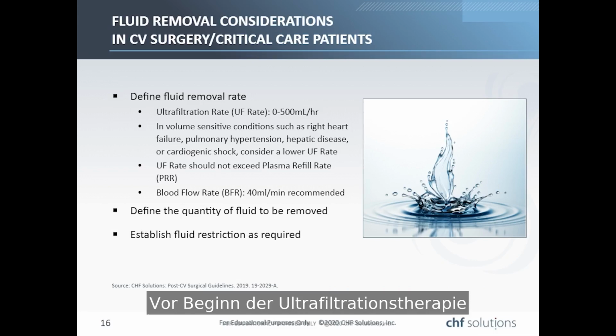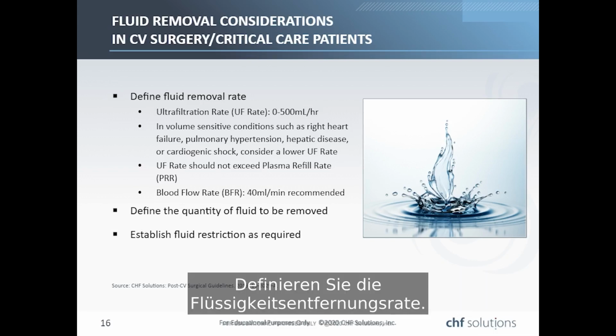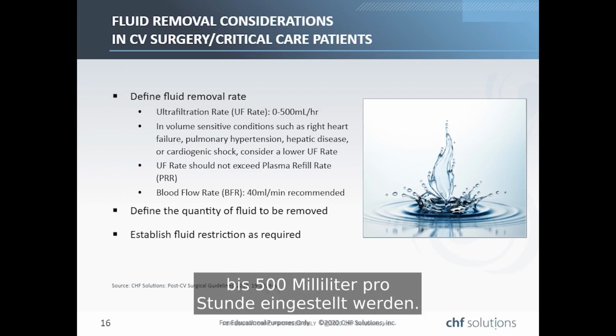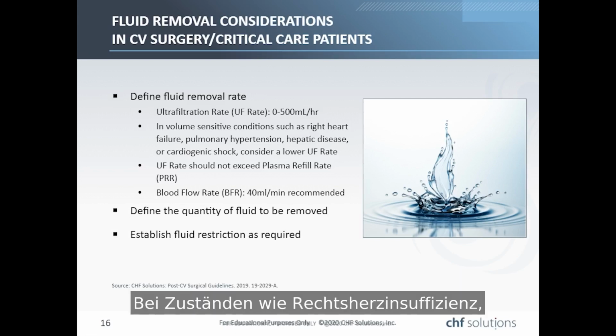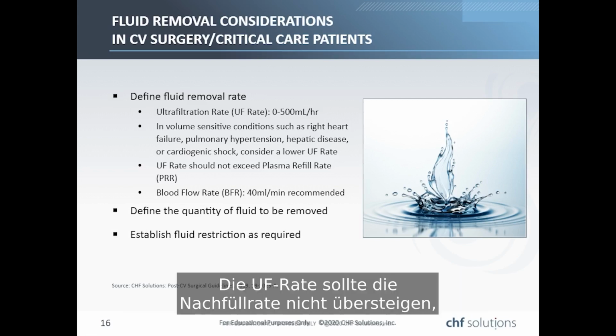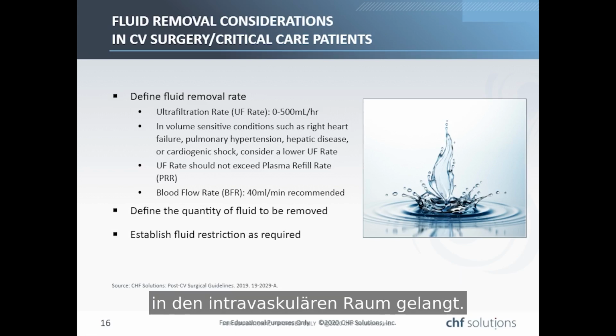Prior to initiating ultrafiltration therapy, prescribers should consider the following. Define the fluid removal rate. The ultrafiltration rate, or UF rate, can be set anywhere from 0 to 500 milliliters per hour. In volume-sensitive conditions such as right heart failure, pulmonary hypertension, hepatic disease, or cardiogenic shock, consider a lower UF rate. The UF rate should not exceed the plasma refill rate, or in other words, the rate at which fluid moves from the interstitial space into the intravascular space.